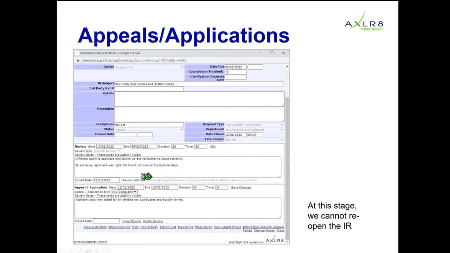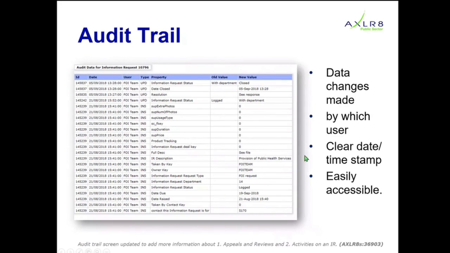This example here is on the demo system where, again, some information was requested. It wasn't late, it was done very quickly, but this customer didn't agree with the number that they were given as an answer. They proved it, so they confirmed the original decision was part and substituted some information, and then the applicant is still asking for more information and so on.